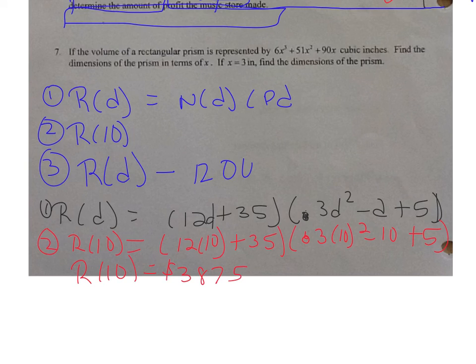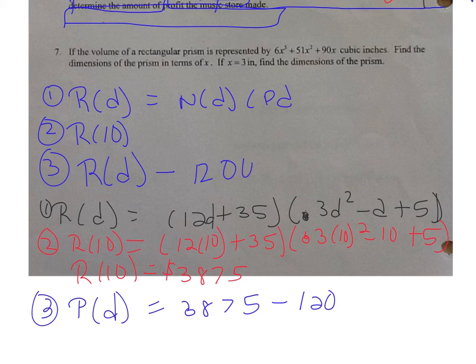All right, so now the last part, number 3, we have to do for the profit. The profit would be 38.75 minus 1,200, and we get 36.75. Okay, so that's number 6, and let's go to number 7.